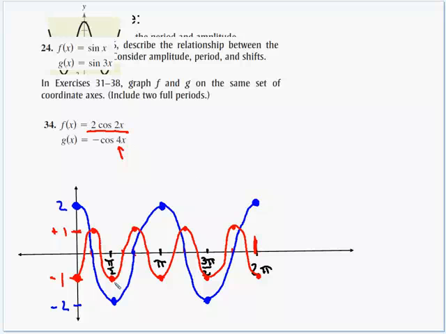Top of a hill, back down. Top of a hill, back down, 2 full cycles. Another peak and valley, 3 cycles. Another peak and valley, 4 cycles when we usually have 1.